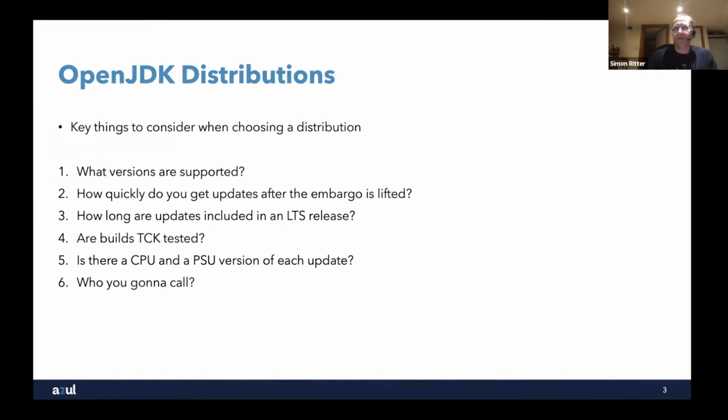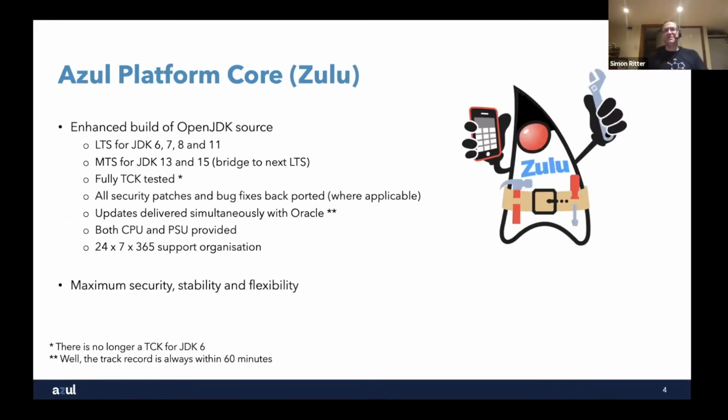And then the last thing is traditional support. If you want somebody that you can actually call up and say, I've got a problem with Java, who are you going to call? Don't answer that question. Right. In terms of what we do, I will just answer all of these questions in terms of our provided support and so on. We have Azul Platform Core, as it's now called. It used to be called Zulu. And essentially what we're delivering there is a build of OpenJDK.